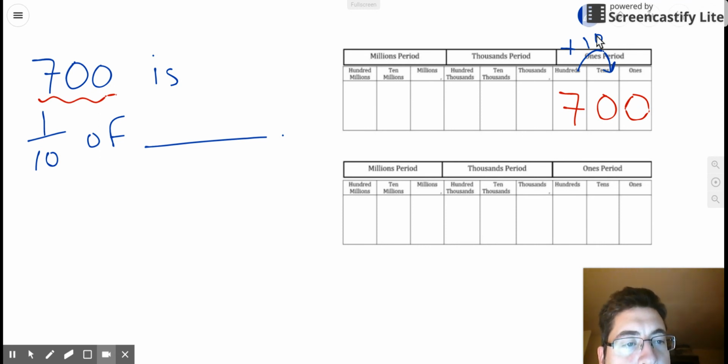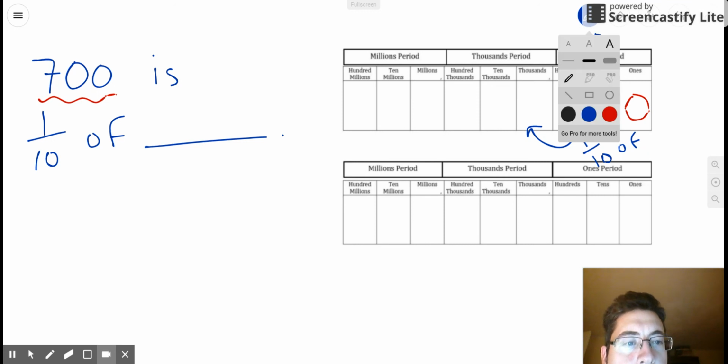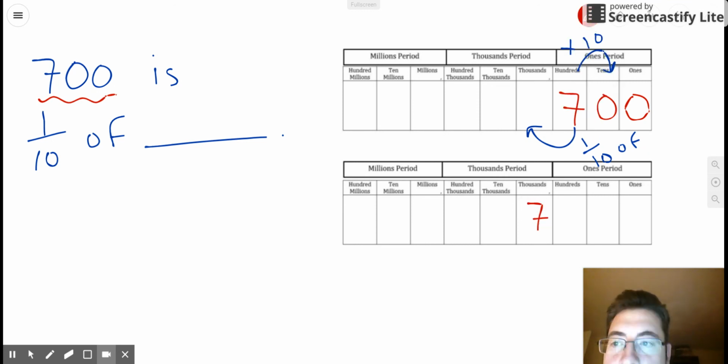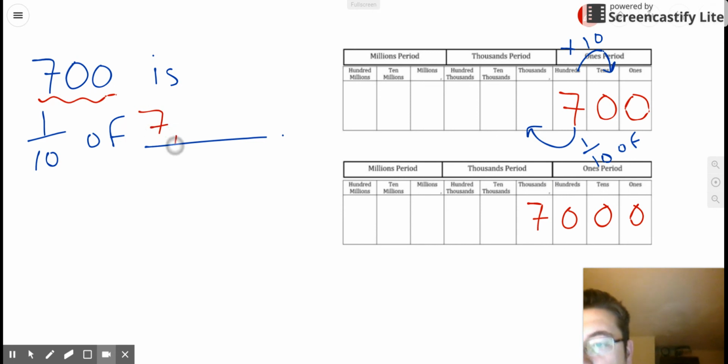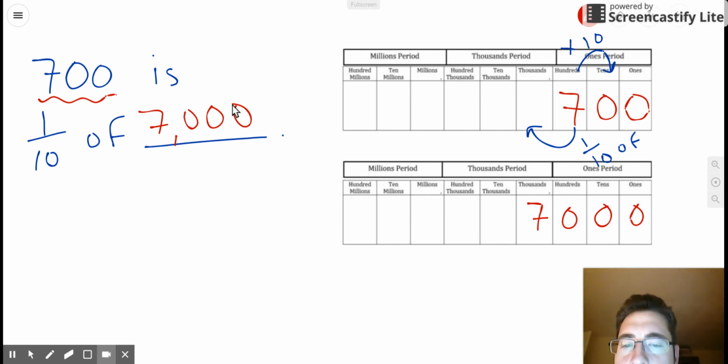And remember also that each place value position, including the hundreds place, is 1/10 of the place to its left. So a 7 in the hundreds place has to be 1/10 of a 7 in the thousands place. So the answer to this question, 700 is 1/10 of, is 7,000. So that wasn't too bad.